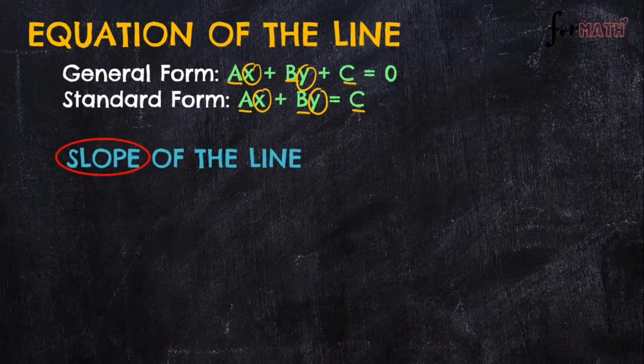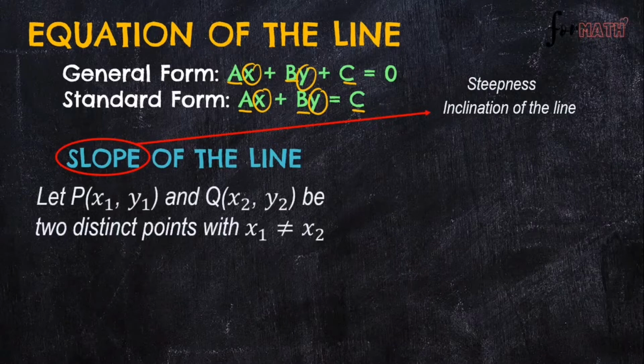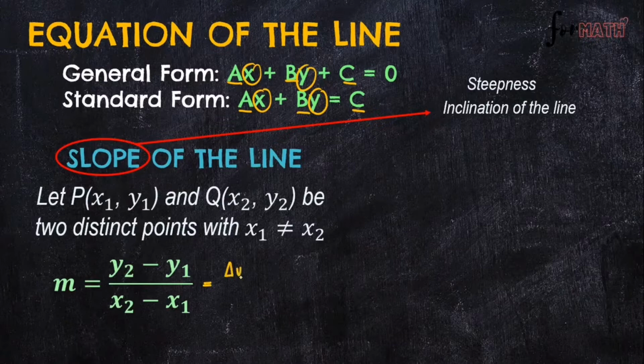Now, when we say slope of the line, it means the inclination or steepness of the line. Kumbaga, gaano naka-incline or ano yung steepness ng ating line. Let P (x sub 1, y sub 1) and Q (x sub 2, y sub 2) be two distinct points with x sub 1 not equal to x sub 2. Our formula for the slope is y sub 2 minus y sub 1 all over x sub 2 minus x sub 1. So si slope, ang kinuha natin dito ay yung change in y over change in x. Or if you still remember, that is the rise over run.